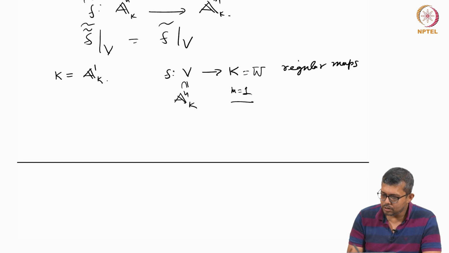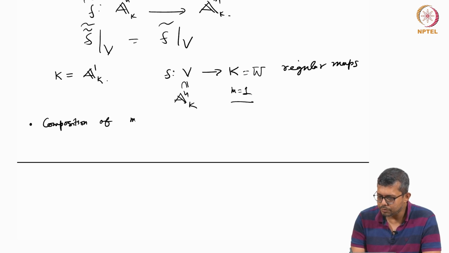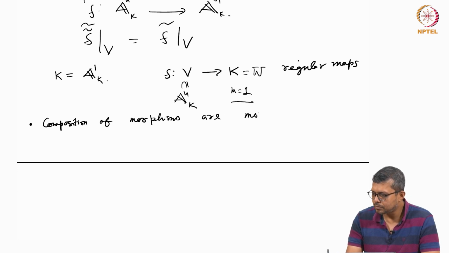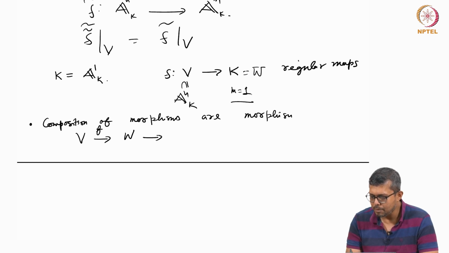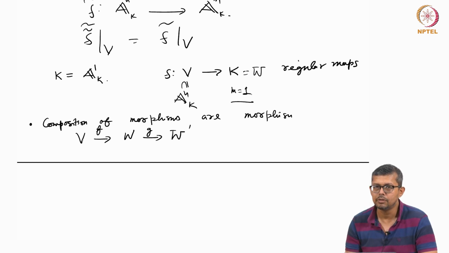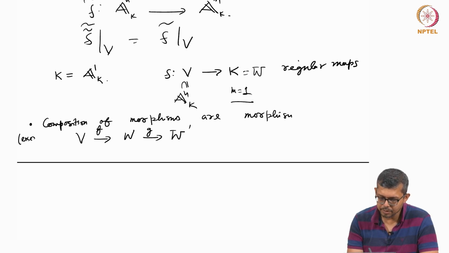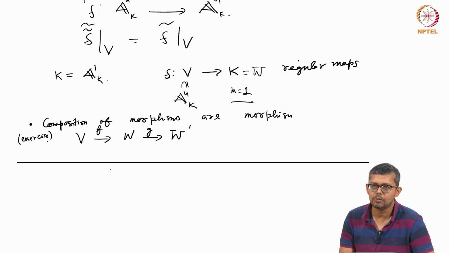First of all, some remarks: composition of morphisms are morphisms. This is easy to see. That means if I have a morphism F from V to W, and suppose I have a map G from W to W', then I can compose G after F. I leave it as an exercise. So if F and G are morphisms, then G composition F is also a morphism.